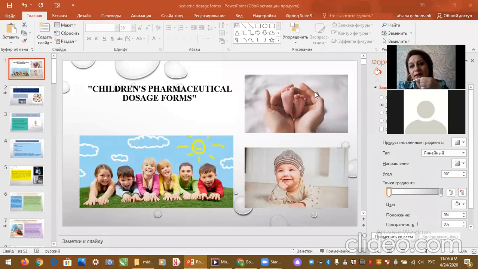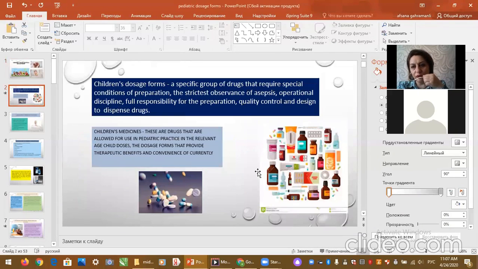In our previous lesson, we talked about the theoretical part of this topic: what children's pharmaceutical dosage forms mean, and the requirements for these dosage forms. But today we will discuss preparation and examples of prescriptions for children's dosage forms. So let us remind what a children's dosage form means.